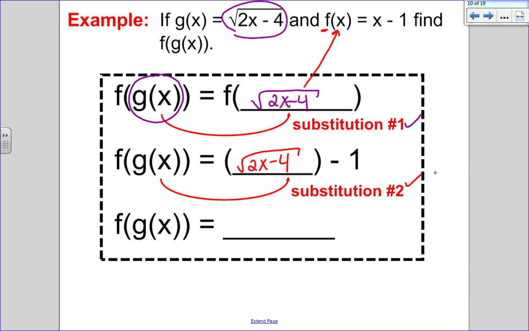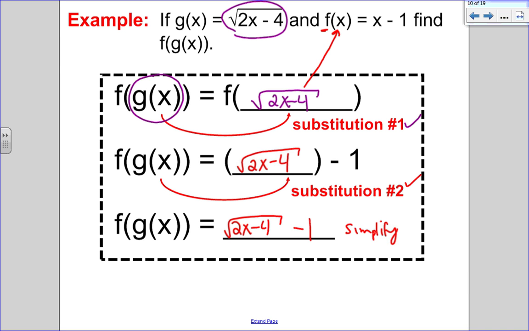That's substitution number 2. So the final answer I have to simplify is root 2x minus 4 and then subtract 1 on the outside, and there's really nothing left that I can do to simplify that. So that would be my final answer.